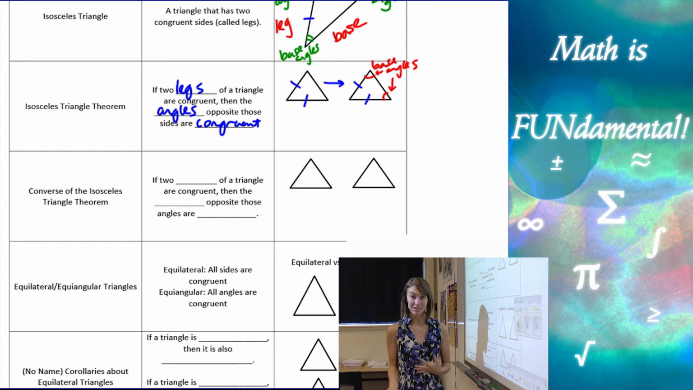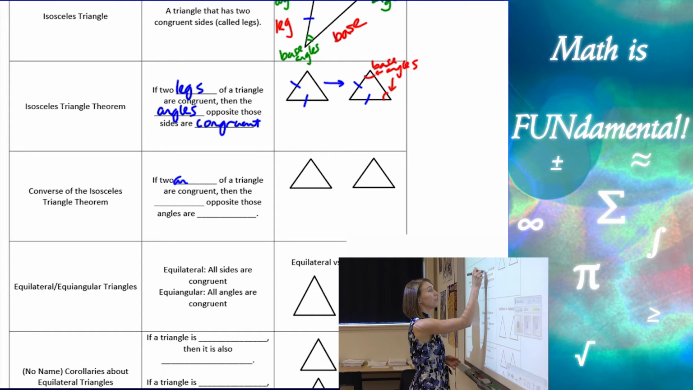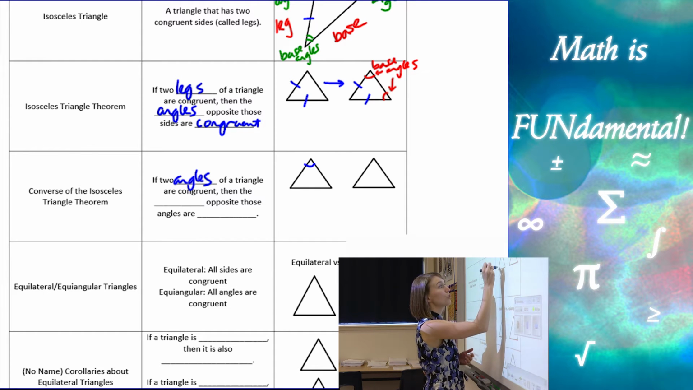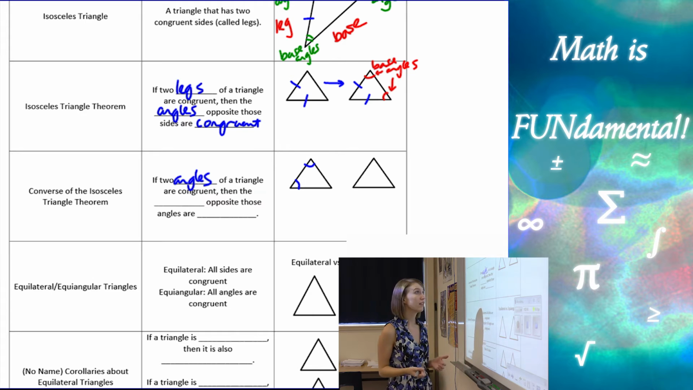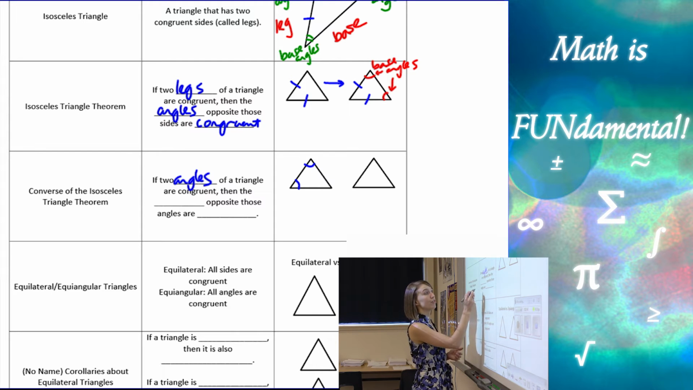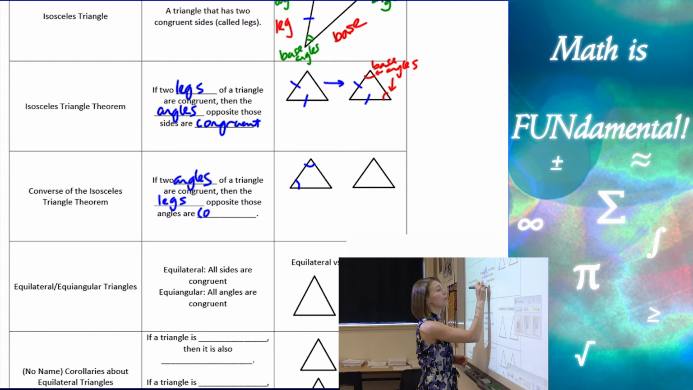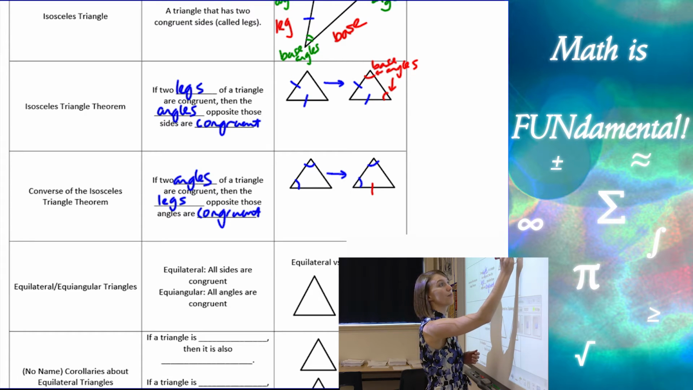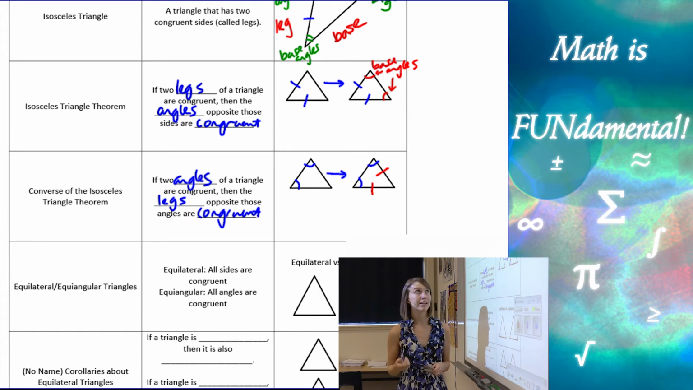All right, next we have the converse of the isosceles triangle theorem. Remember what a converse does from our previous lessons? A converse just flips our statement around. So now we have if two angles of a triangle are congruent. So if I start with two congruent angles in a triangle, then the legs or the sides opposite those angles are going to be congruent. So if I have our two congruent angles, then I can say that the sides across from those angles are also going to be congruent.